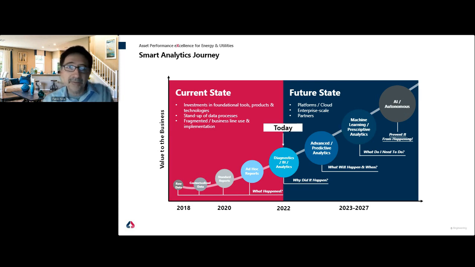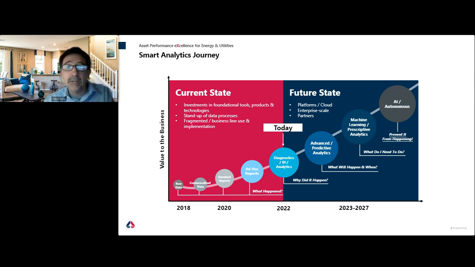I think the left part here is describing the current state. We started from raw data, contextualized, starting to associate this data to manufacturing objects like the day, the shift, my production order, and so on. So building reports to define what happened. Already on the market, there are a lot of diagnostic BI tools that start allowing us to compare data among them, so starting to understand why it happened.